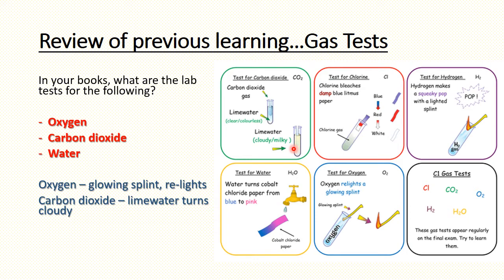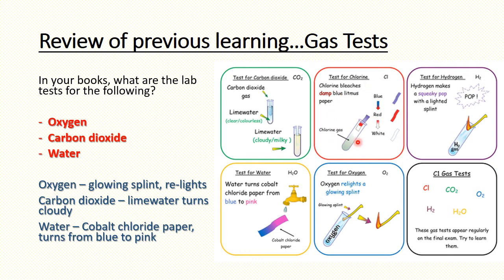The third one, the test for water. For the test for water, we use cobalt chloride paper, which we can see represented down here. Cobalt chloride paper starts off blue, but in the presence of water, it will turn pink. So those are the 3 tests that you need to know, and just very quickly running through the other 2.